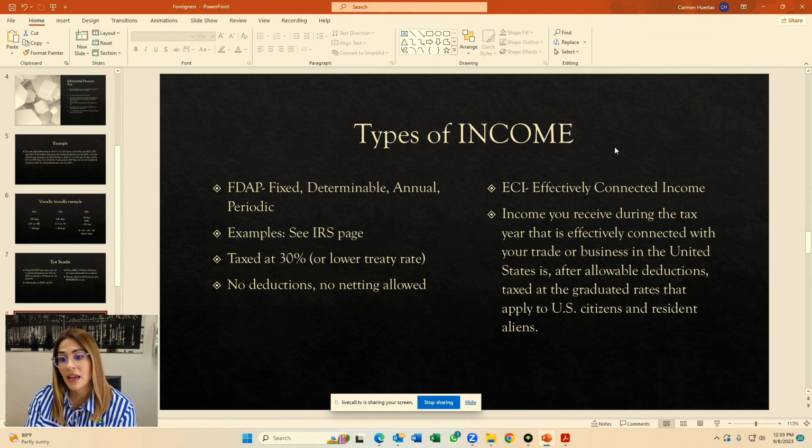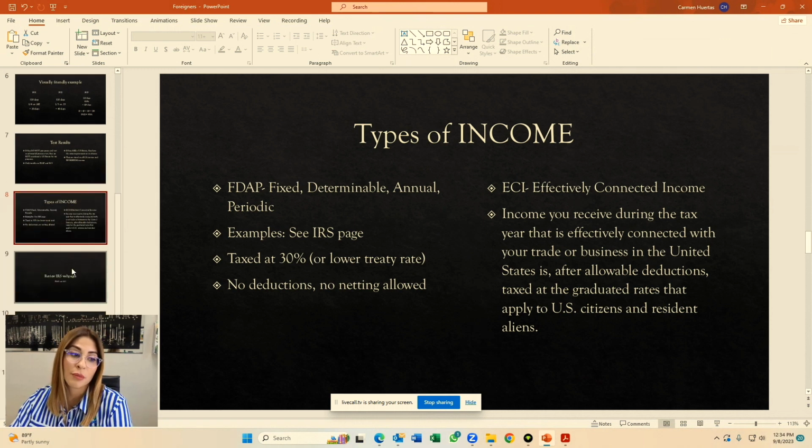With effectively connected income, this is income that you receive during the tax year that is effectively connected to the United States, okay? And this type of income, you are allowed to write off deductions against it, and it's taxed at the regular graduated rates. So on a personal level, the tax rate starts at 10% and goes up to 37%. So you may be at 37 but that's if you're making a lot of money, which would be great. But if not, typically you're going to be way under that 30% and you can write off expenses. So effectively connected income is definitely better to deal with.